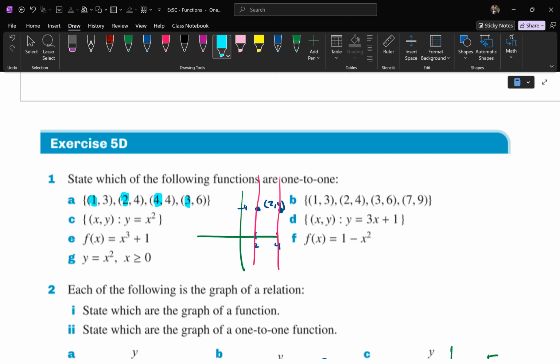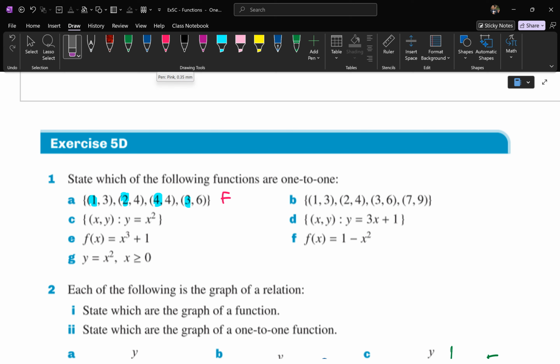Okay, so it's a function because there's nothing that doesn't fit the idea that for every x value, there is a unique y value. It fits that. 1 has a 3, 2 has a 4, 4 has a 4. But even though you have 2 of the same y values, it's only one y value per x. It's 2 different x's. That's okay. And 3 has a 6. So that still fits the definition of function. So yes, first one is a function.